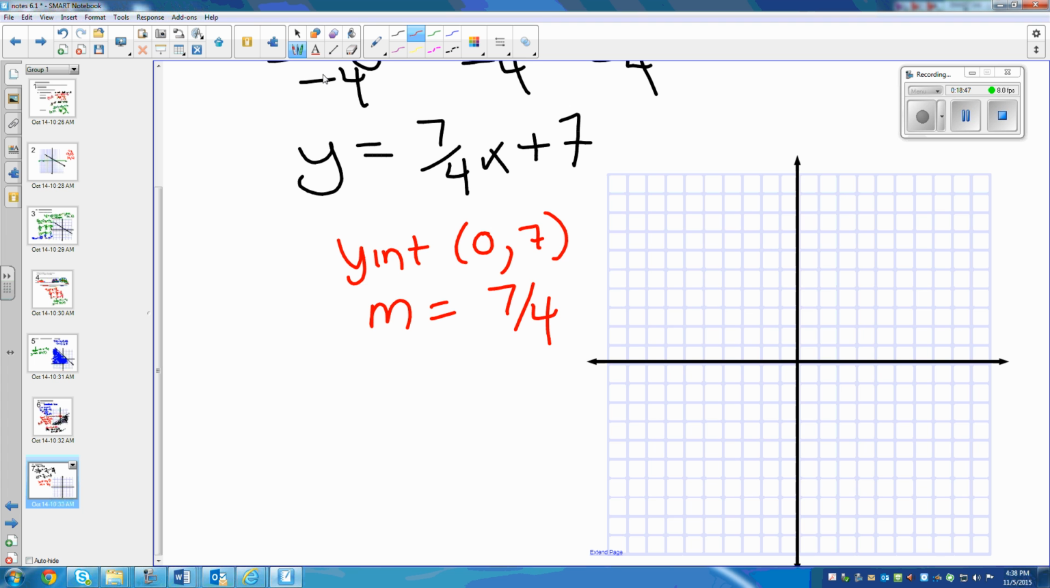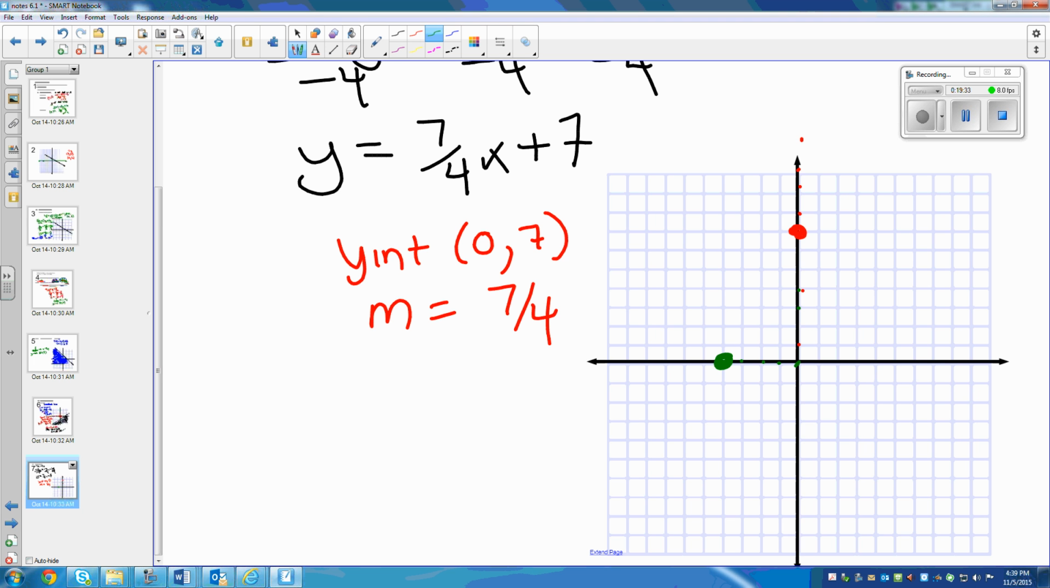(0, 7) is right here: 0, up 7, 1, 2, 3, 4, 5, 6, 7. Okay, now my slope is 7 fourths, so I can go up 7. 1, 2, 3, oh, I'm running out of graph. Hate that. You could draw extra lines if you want, but you can also go backwards with your slope, right? So instead of going up 7 and over 4, we can go down 7 and back 4. So going down 7, 1, 2, 3, 4, 5, 6, 7, and back 4, 1, 2, 3, 4. That's my other point right there, okay?